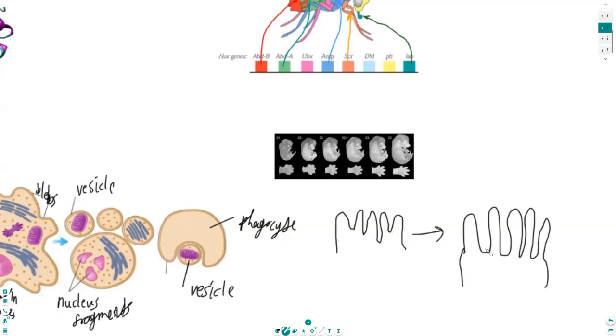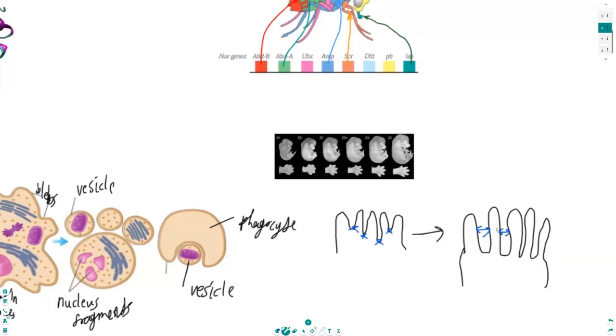Here you have apoptosis happening. These cells are dying or undergoing programmed cell death, which is apoptosis, and then they form proper gaps between the digits. This happens in mouse embryos, but it also happens in the human embryo. They separate the fingers and toes.